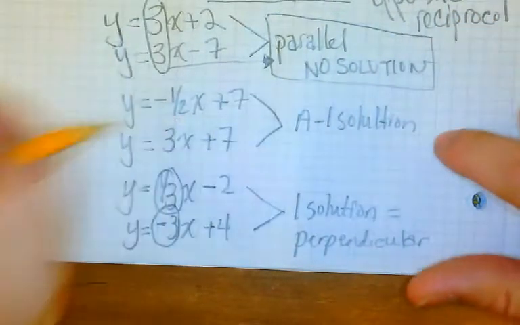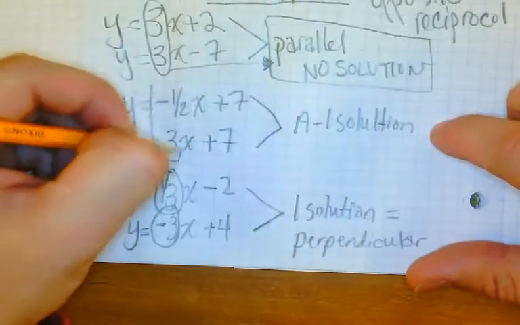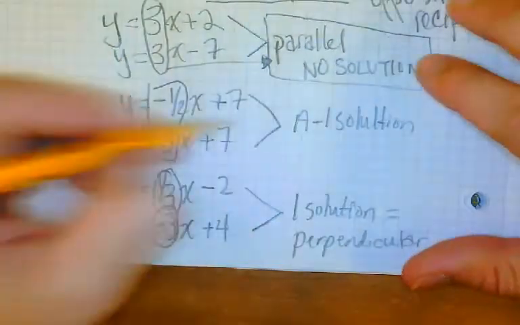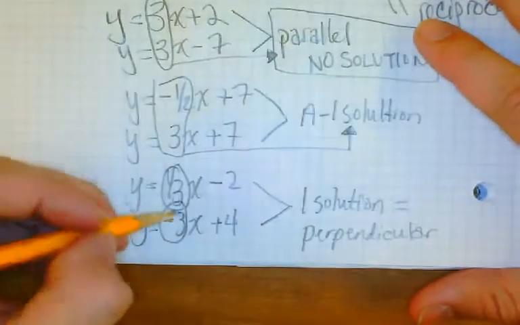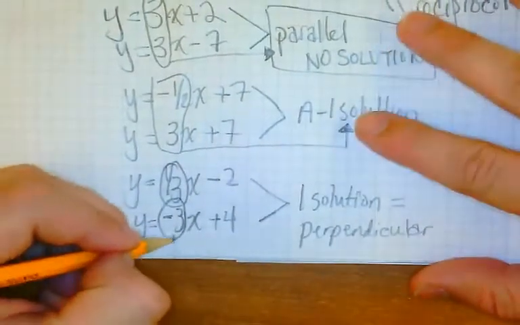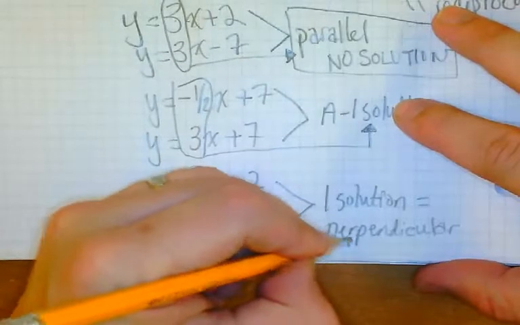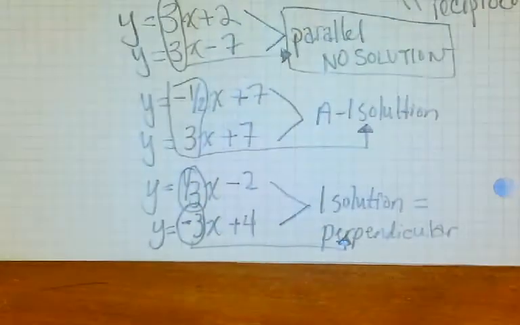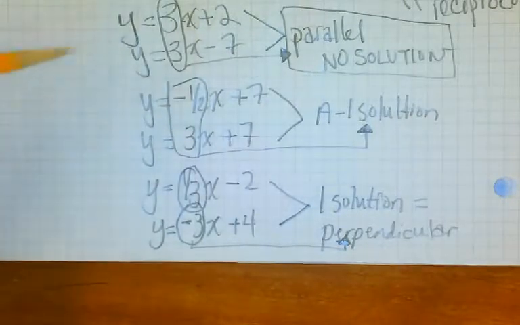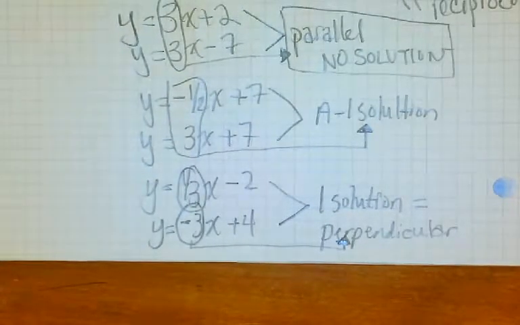Everything over here has one solution because it's all different. Your slopes are different. And these are perpendicular. One solution. So before we take the STAAR test, we're going to get a lot of practice on these three different types of lines. That's definitely something we want to dig into before we test out here.